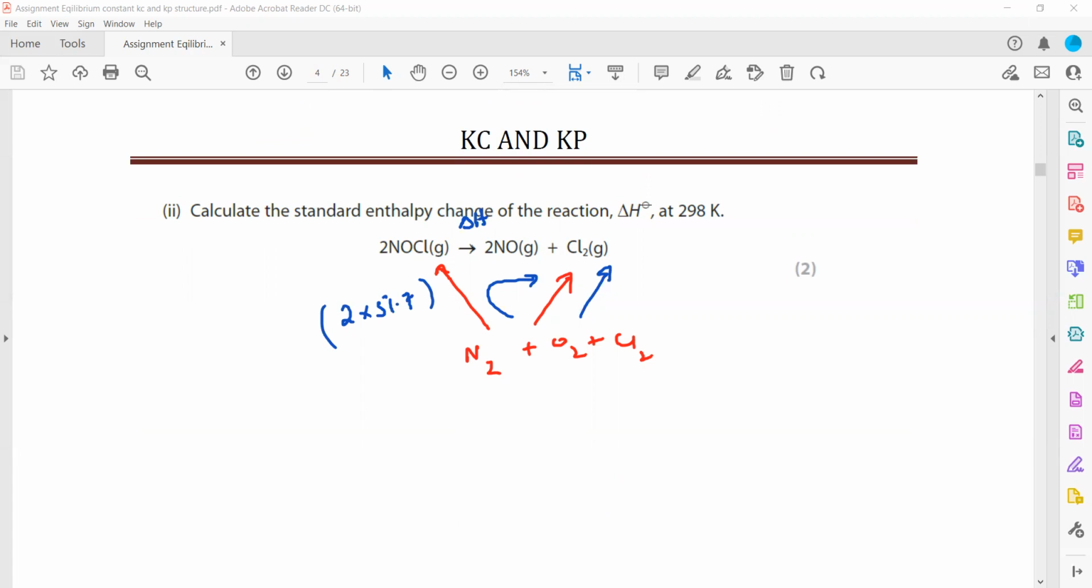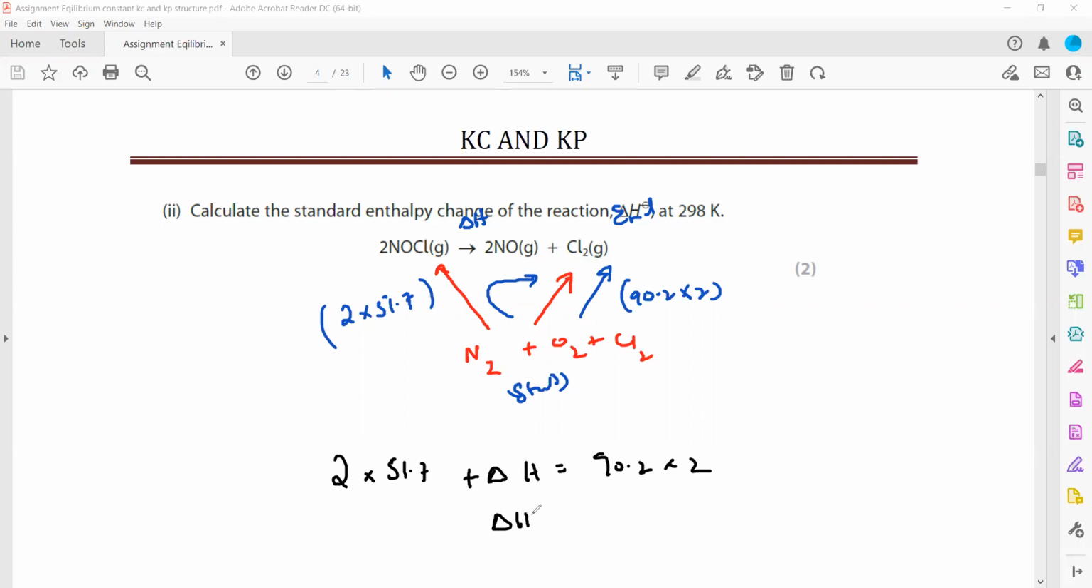And 90.5 into 2. When chlorine is there, it is an element, not a formation, so 90.2 multiplied by 2. This is the start of the cycle where 2 arrows are pointing out, and this one is the end of the cycle. So if we follow route 1 or route 2, the overall energy change is independent of the route. So it will be 2 multiplied by 51.7 plus enthalpy change equals 90.2 multiplied by 2.